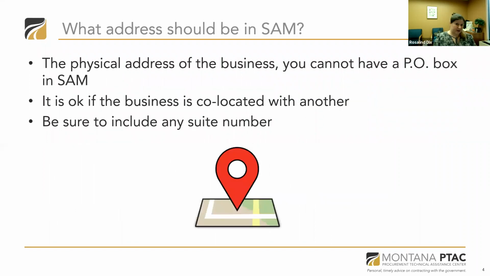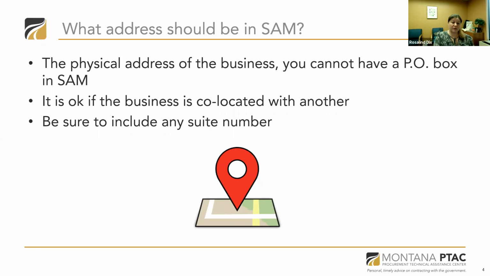Now, the address that should be in SAM. It has to be a physical address. Dun & Bradstreet won't even issue you a DUNS number unless it's a physical address. You can't have a PO box, but there is a spot for a mailing address in SAM. So if you have a PO box, then you can put a PO box as the mailing address.